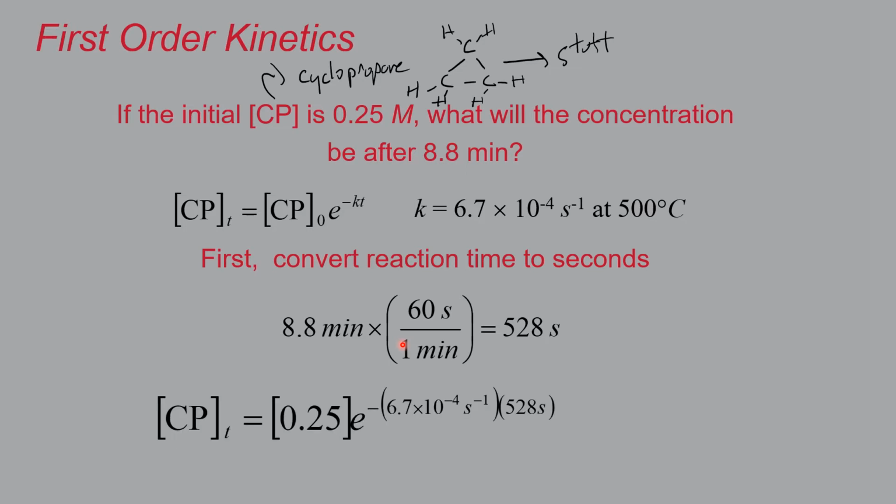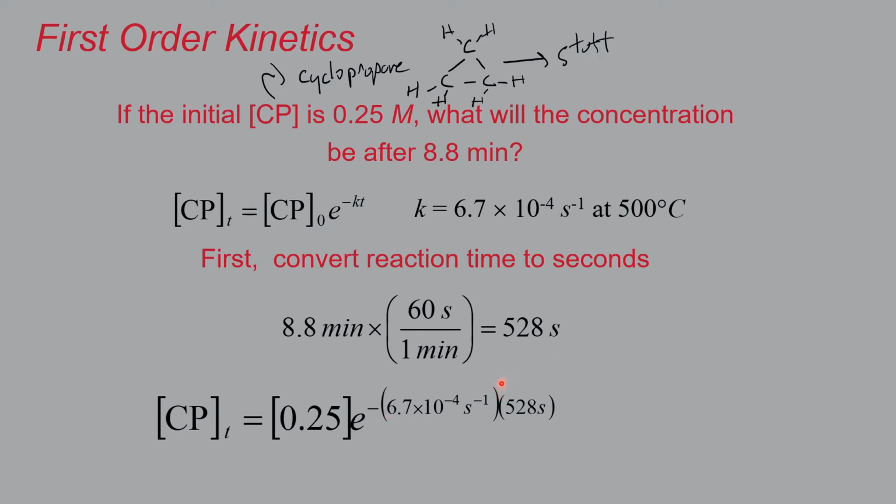So the concentration at time t is equal to the initial concentration, 0.25 molar, times e to the negative 6.7 times 10 to the negative 4, inverse seconds, times 528 seconds. If you look at this operation, you've got inverse seconds times seconds, which cancel out, so this is unitless. Make sure you practice this, because different calculators handle this E argument a little bit differently. So make sure that you follow along and get the answer that I do.